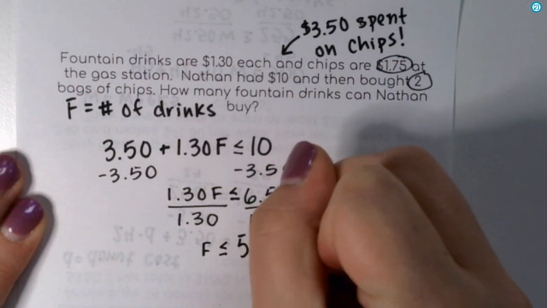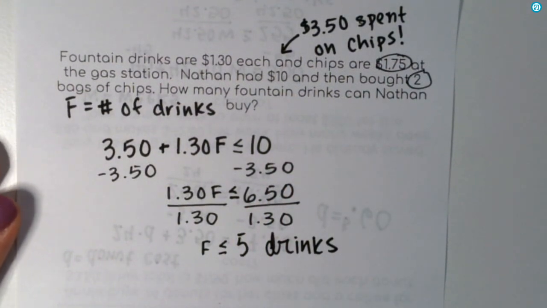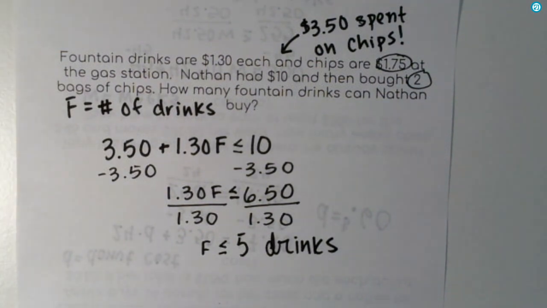And then we're trying to figure out how many drinks he can buy. So label that with a word at the end. So he can buy up to 5 drinks, but he can also buy 4, 3, 2, 1, 0. I think you should buy 2 drinks. If you have 2 bags of chips, you should get 2 drinks for whoever the second bag of chips is for. And then why would you need 5 drinks?